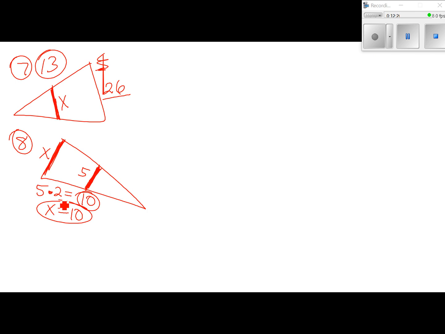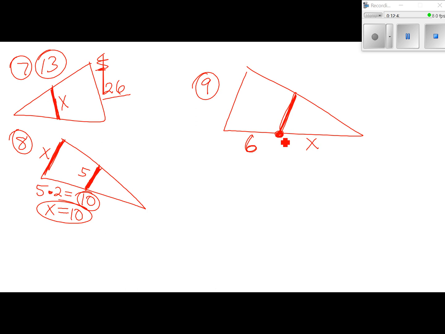Number 9, they give us something that looks like this, and DE is here. That's our mid-segment. And they tell us that this is 6. Well, if this is 6, x is right here. If this is a mid-segment, then that's got to be a midpoint. And if that's a midpoint, that means that these two segments have to be congruent to each other. So x has to equal 6.